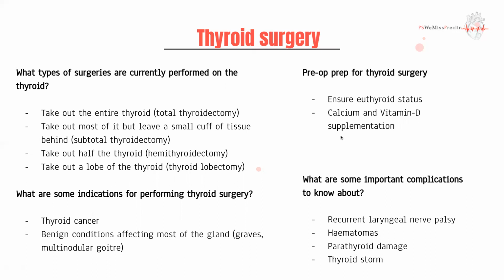Pre-op considerations include ensuring euthyroid status. So we always want to ensure that if they're hyper, we want to get them down. If they're hypo, we want to supplement them with levothyroxine, and give them calcium and vitamin D supplementation because of that role with the parathyroid gland. And as we know, the parathyroid gland can often be damaged in thyroid surgery. Some other important considerations and complications to know include palsies, hematomas, damage to the parathyroid, and a thyroid storm, typical of inflammatory change.